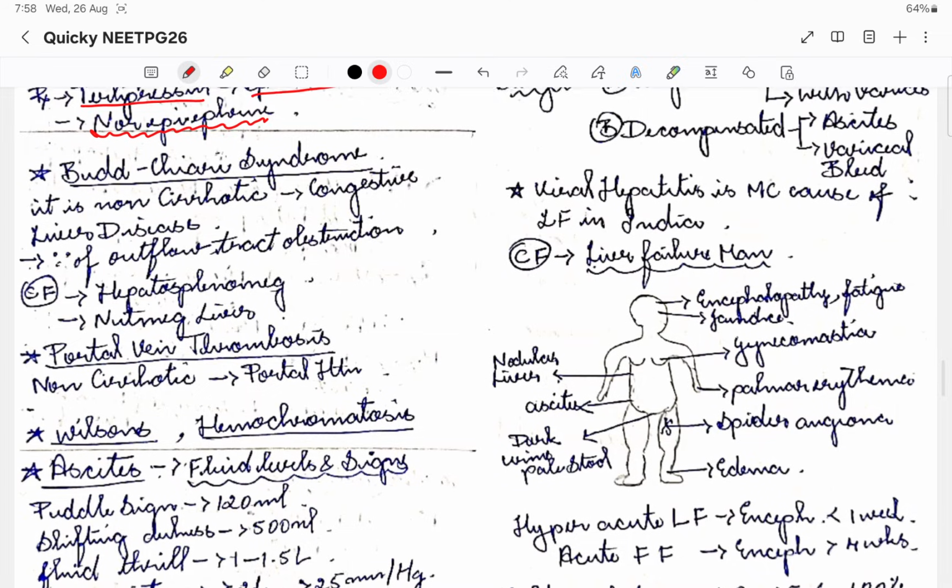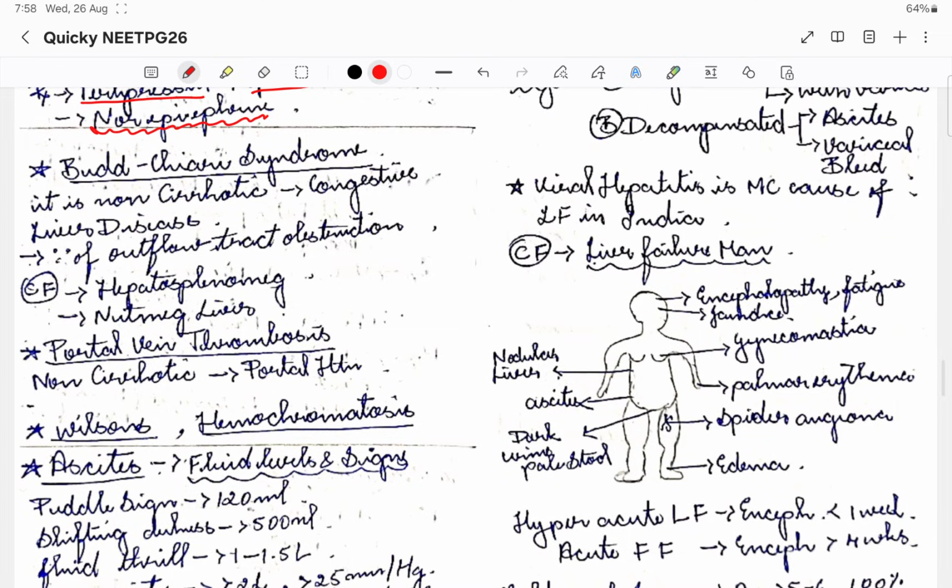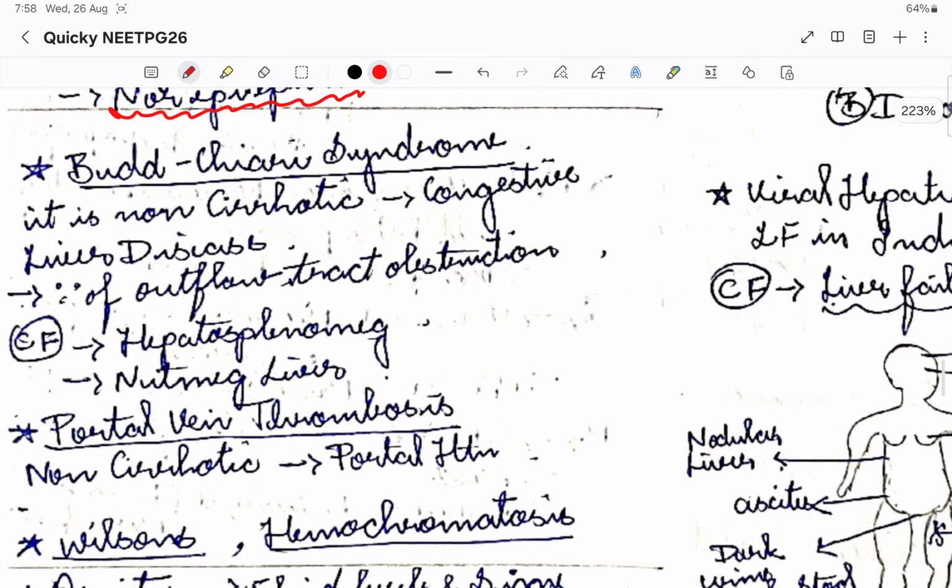So now the other complication is Budd-Chiari syndrome. What happens in Budd-Chiari syndrome is a non-cirrhotic congestion of the vasculature. There is an outflow obstruction happening. So this is the liver, and this is the outflow from the liver. The portal vein carries the blood towards the liver, and the hepatic vein carries it out from the liver, towards the heart. But what happens if there is some obstruction in the hepatic vein?